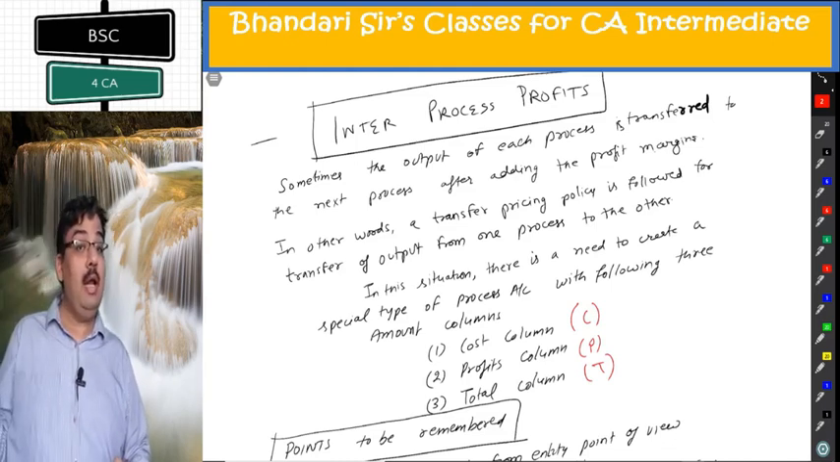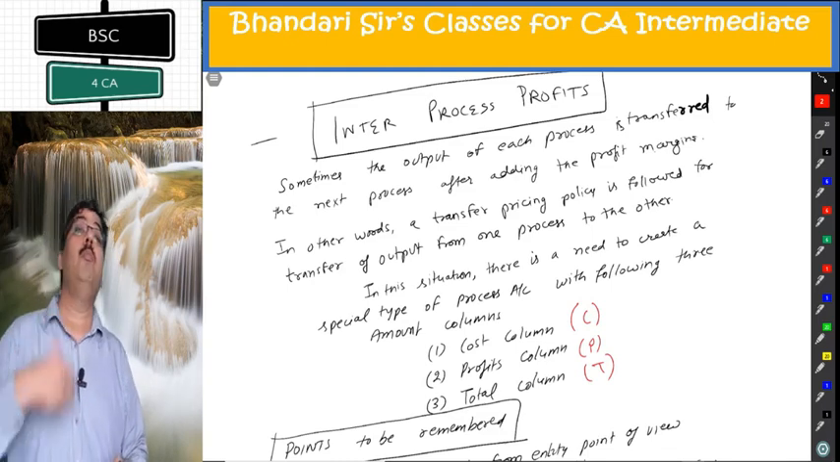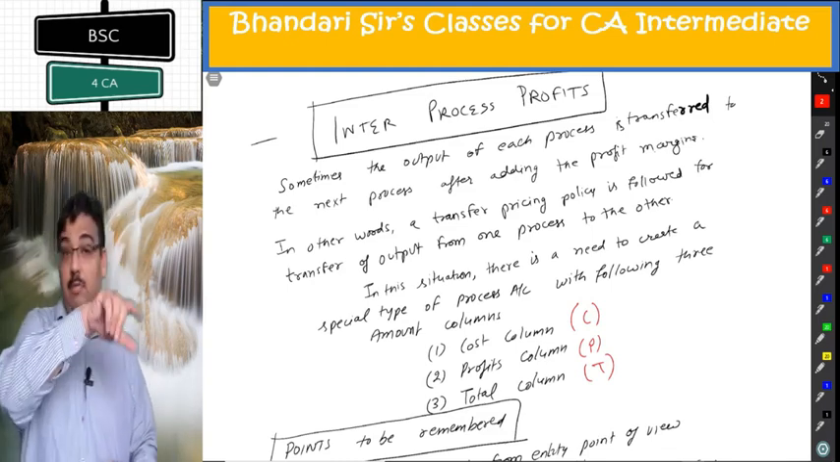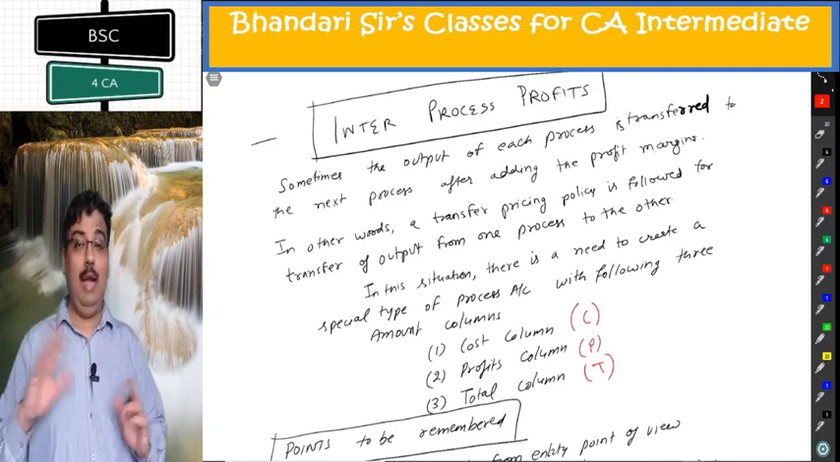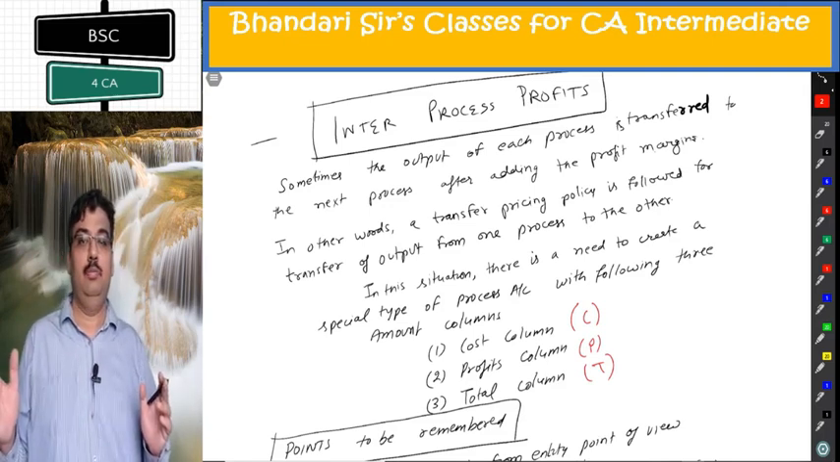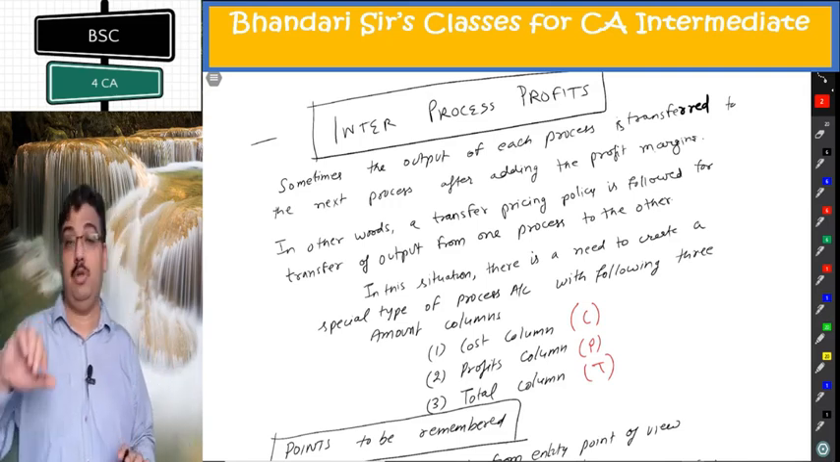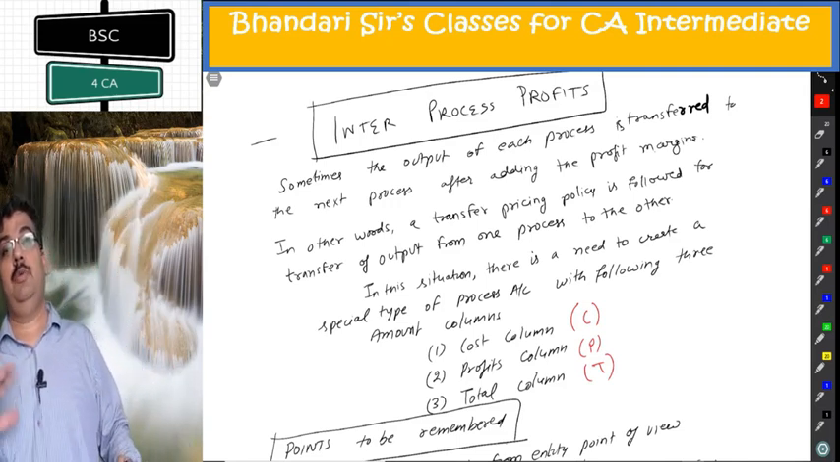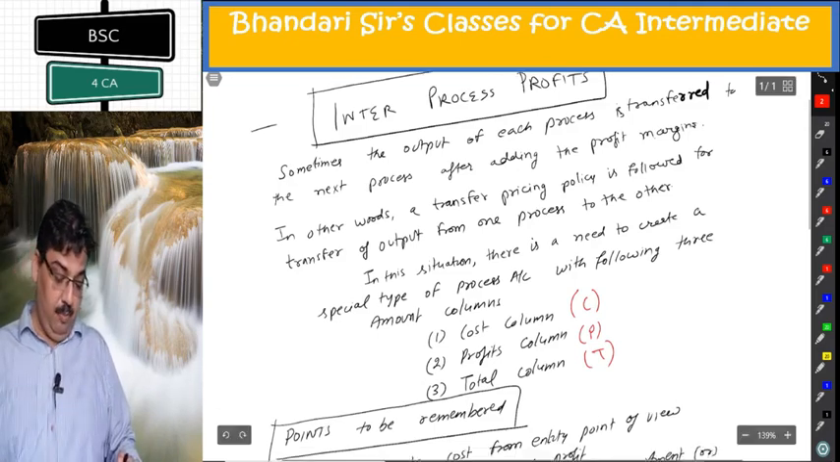From company angle, it is not cost. From company angle, cost remains 100. They will incur more cost, but on 120 from their point of view, from company point of view on 100. So try to make a distinction. Cost column is company cost, total column is that process cost, profit is inter-process profit, which is difference between T and C. Points to be remembered.